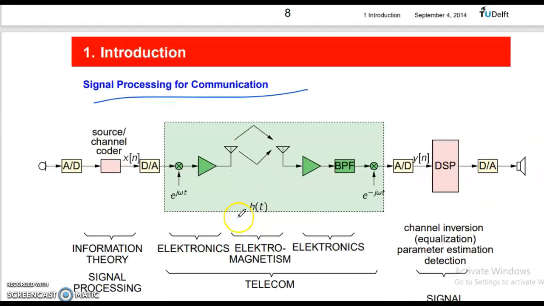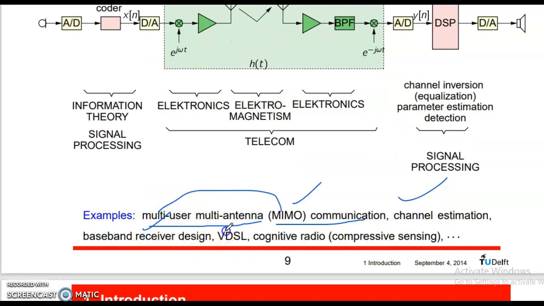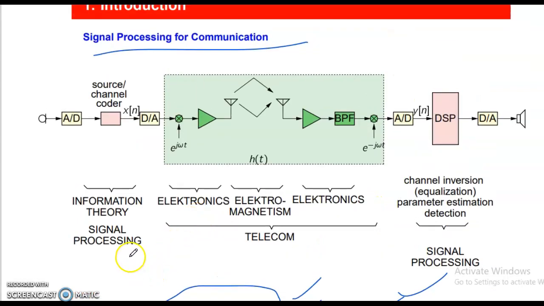Signal processing for communication. Example: multi-user, multi-antenna, MIMO. Here multi-input, multi-output. It means multi-user, multi-antenna MIMO communication. Okay, channel estimation, baseband receiver design, VDSL, cognitive radio, compressive sensing. Here, signal processing for communication.